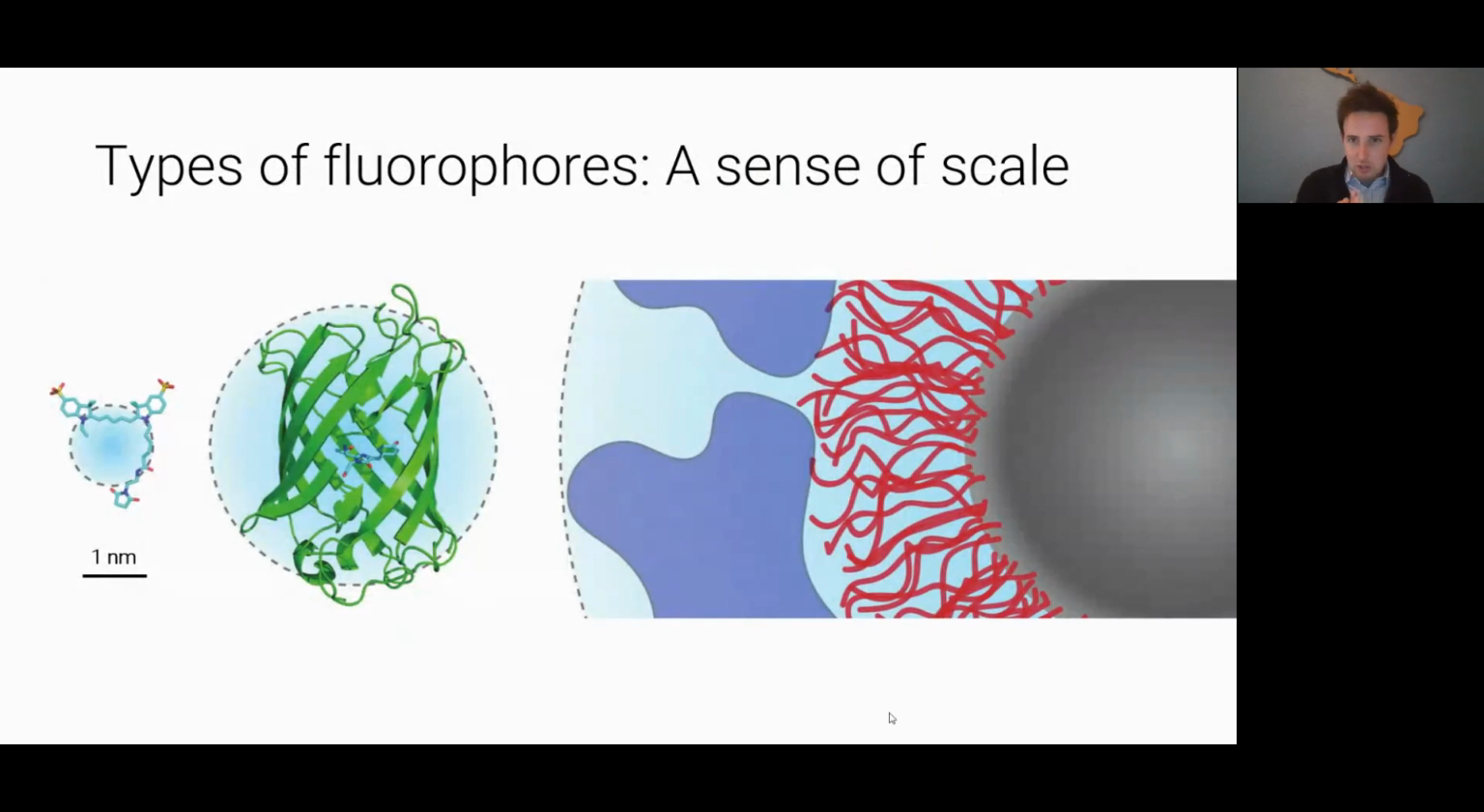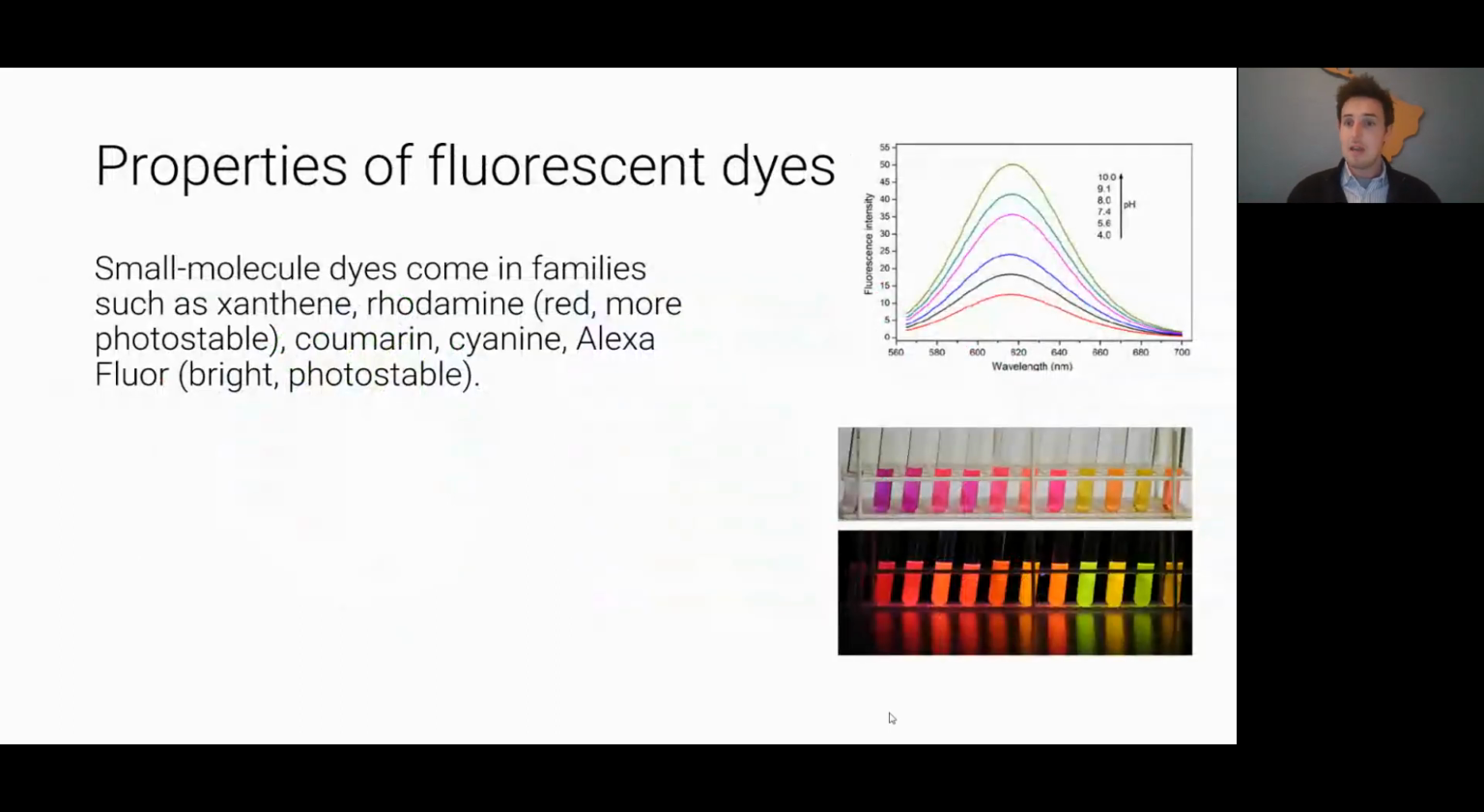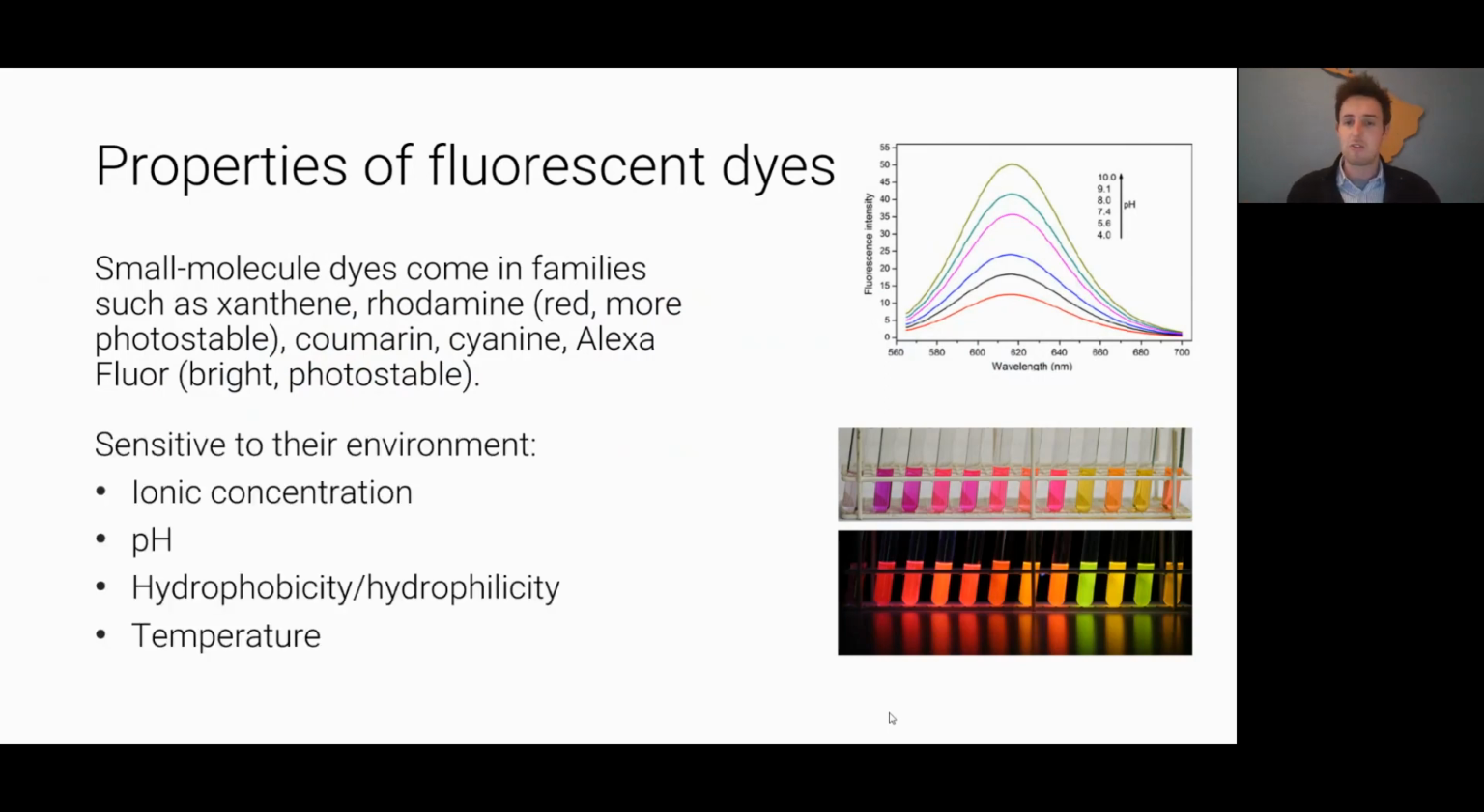So we're going to change direction a bit now, just to talk about different types of fluorophores and to give you a sense of scale between small molecules, larger molecules like fluorescent proteins, and then big nanoparticles like quantum dots. So the most ubiquitous fluorophores tend to be small molecule dyes, and you'll probably recognize some of these names, the rhodamines, the coumarins, the Alexa Fluors, some of which tend to be very bright and photostable.